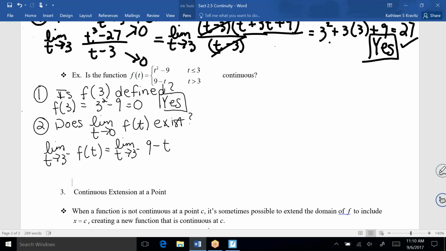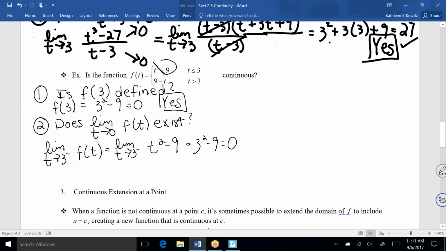So first of all, let's check what's happening to the left. So the limit as t approaches 3 from the left of f of t is equal to the limit as t approaches 3 from the left of 9 minus t. Well, that's not the right function. So let me fix that. From the left, we need to use this function here. So I wrote the wrong one here. All right, so let's write this function, t squared minus 9. And then what is that going to be equal to? That's going to be equal to 0 when we plug that 3 in. So that's 3 squared minus 9, and that's equal to 0.